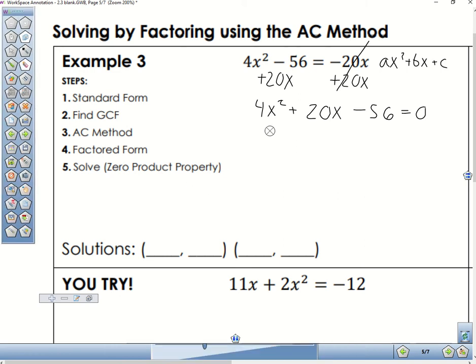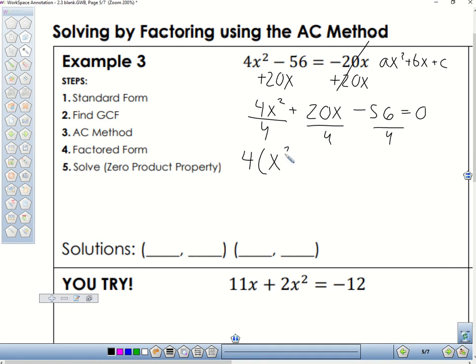Now, is there a GCF in this case? Mm-hmm. What is it? 4x? Just 4. So when I divide everything by 4, I'm left with 4 times x squared plus 5x. Why is it just 4? Can't you divide... The last term doesn't have an x. Oh yeah, I forgot I wasn't looking at that. So then from here, I can now find factors of negative 14 that add up to what? Good. Yeah, positive 7 and negative 2.